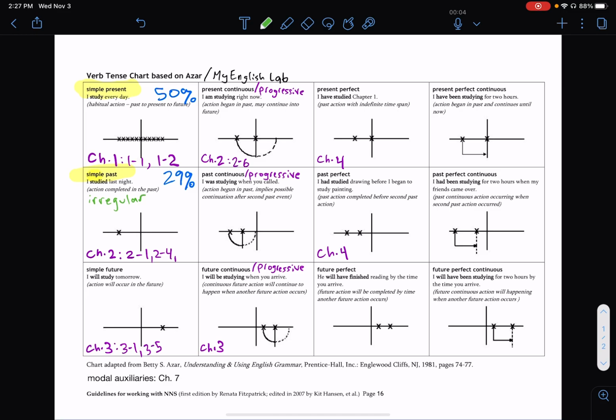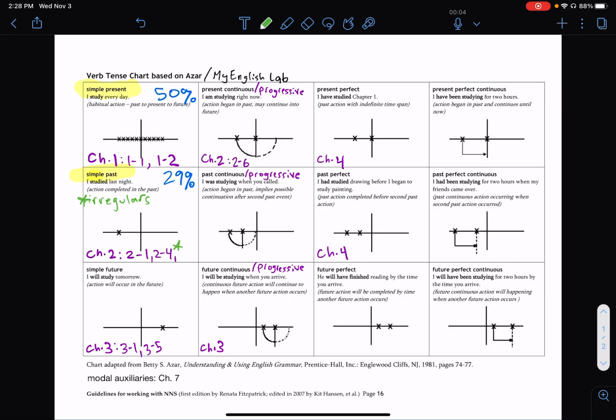Okay? I believe section 2.4 is about irregulars. So they'll take the ed ending, but unfortunately, in the simple past, we're just going to have to memorize some of those irregulars, such as in the simple present, I go to work. In the simple past, I went to work. That's an irregular. Simple present, I eat fruit every day. Simple past, I ate fruit yesterday. Okay, those are some of the irregulars. So we're up to 79%.